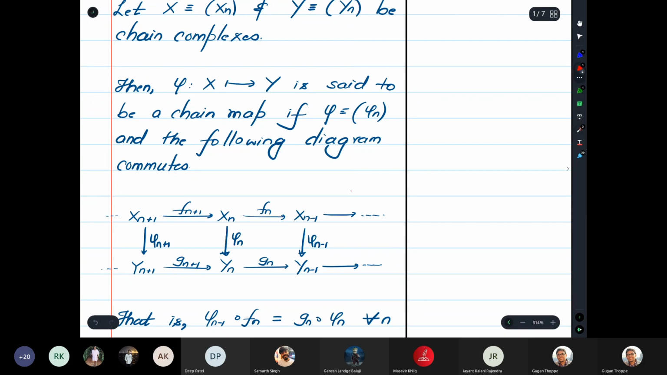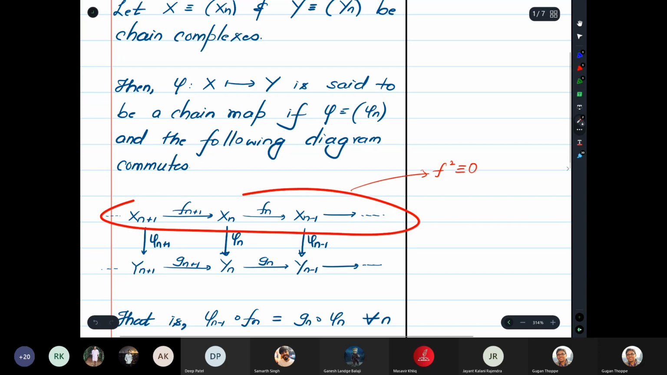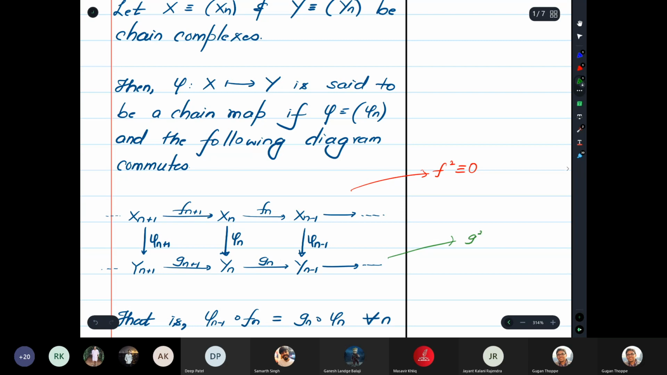And these vector space homomorphisms should satisfy the property that if you apply f successively, then the output is 0, right? So this sequence of vector spaces along with these vector space homomorphisms together form a chain complex, right? So this is what is there on the top. Okay, and then similarly, we have another chain complex at the bottom. So each of these Y_n's is a vector space, and between them, we have these vector space homomorphisms. And this also satisfies the property that if you apply g successively, then you get the zero element of these vector spaces, right?